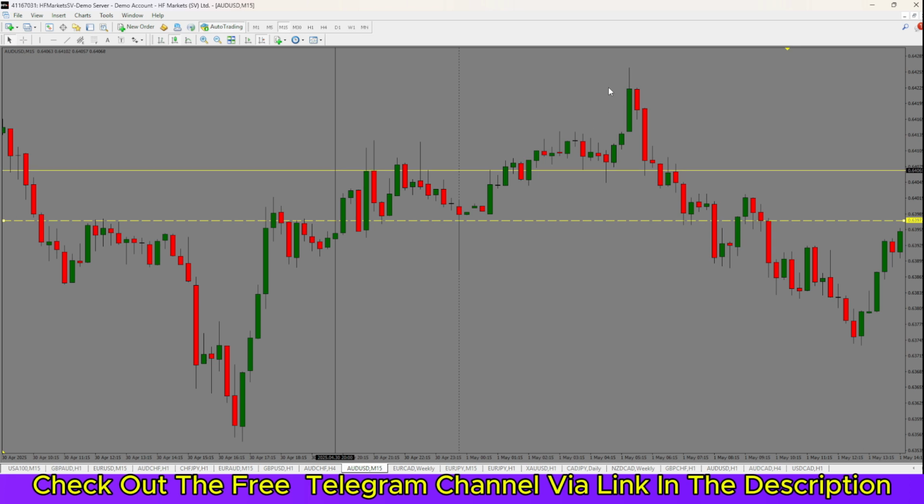So this is how you'll be trading the H4 shift candle strategy, where you will be looking for an H4 shift candle and then going down to the M15 time frame to look for a support that turned resistance or resistance that turned support.